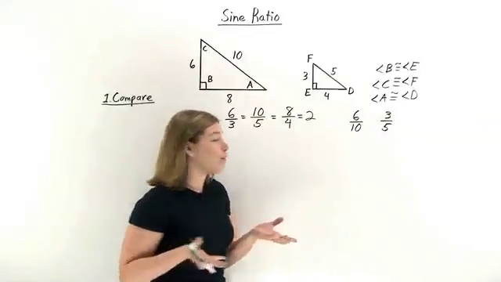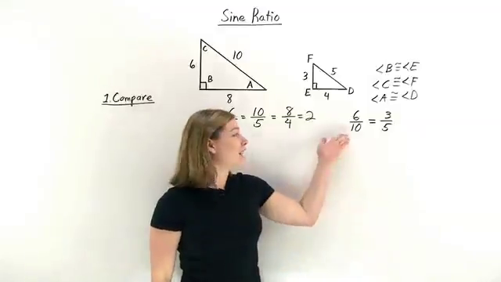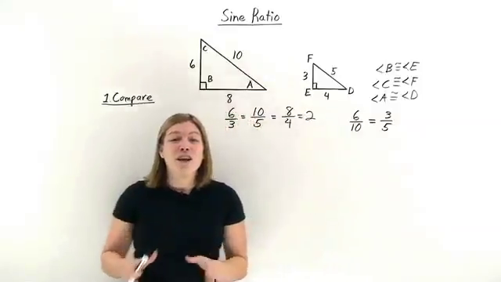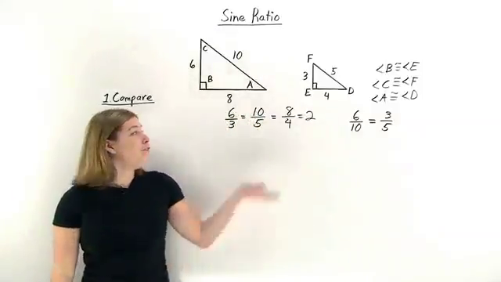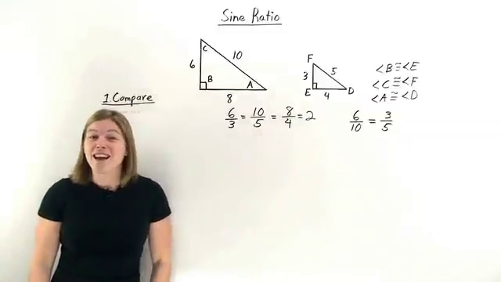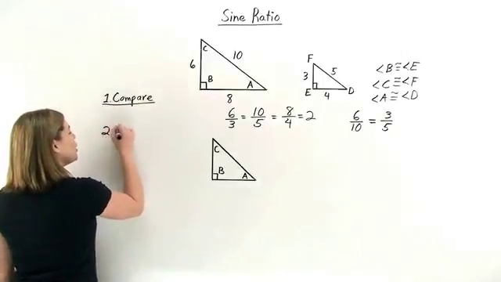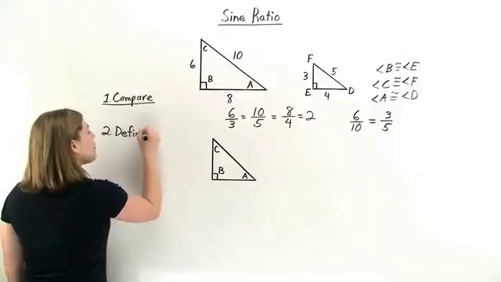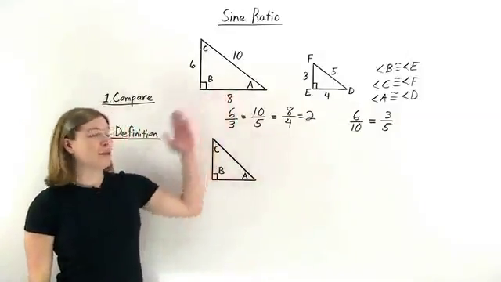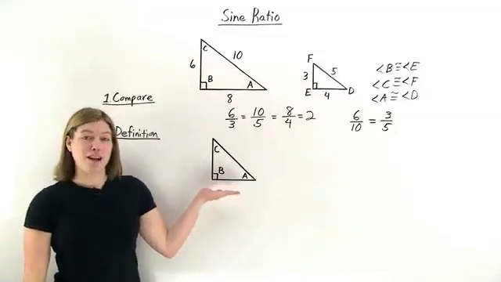Well, 6 over 10 and 3 over 5, those are equivalent fractions. They have the same value. They're equal. That's really neat. And it turns out this will have the same effect if we find any other similar figure to this one. That ratio actually has a special name. The ratio that we just found is called the sine ratio. Now, the sine ratio works in general for any right triangle, not just right triangles that are similar to these two. So to help us see the sine ratio, let's take a look at a general right triangle, like this one here.